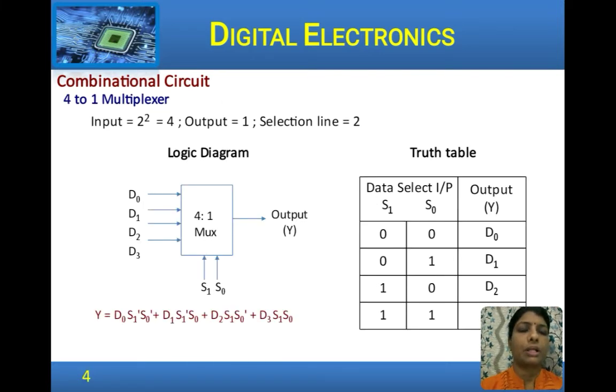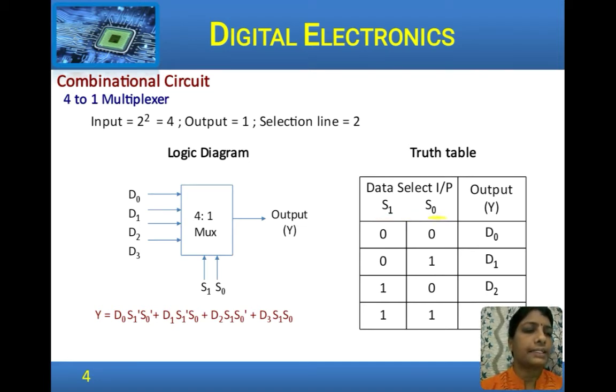Next, a 4:1 multiplexer. A 4:1 multiplexer means 4 input lines and 1 output line. The number of select lines that we would require is log base 2 of 4, that is 2. So, 2 select lines are required. Using 2 select lines, we can select one of the 4 input combinations. So, the truth table for the same is here.